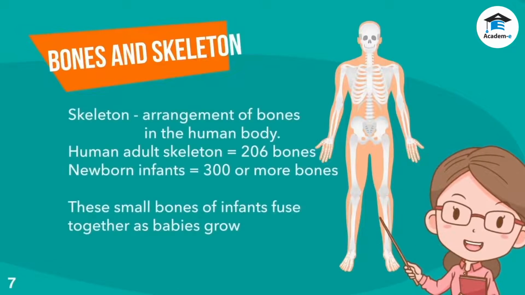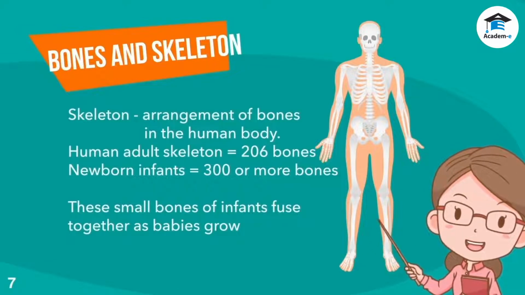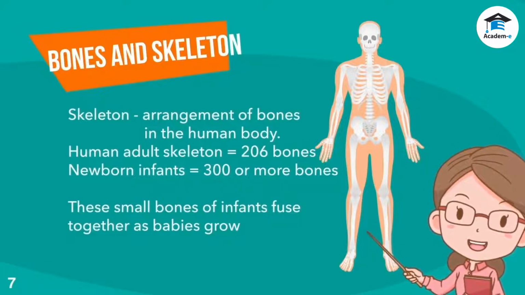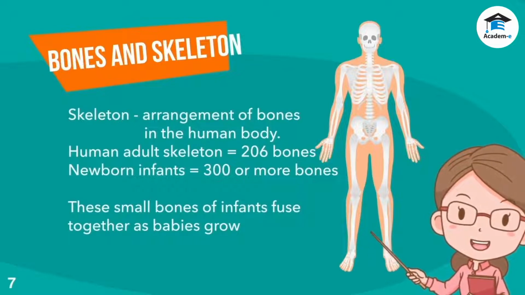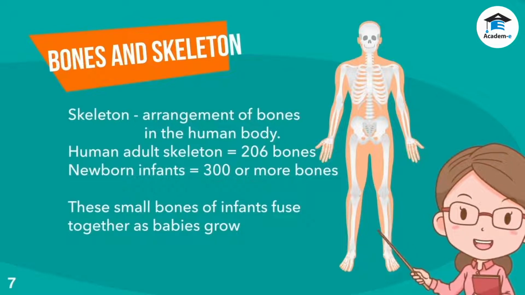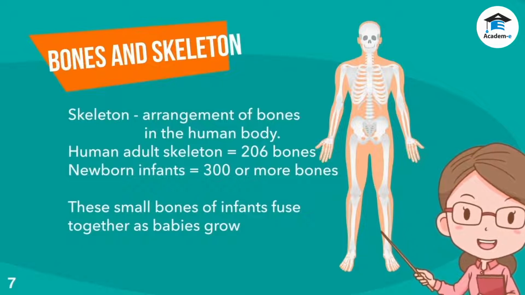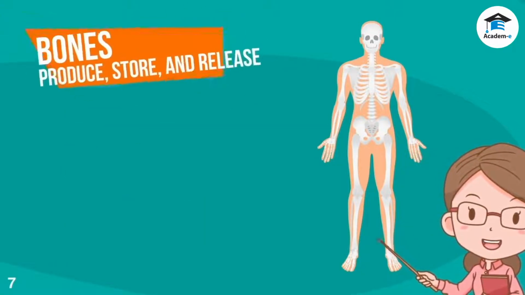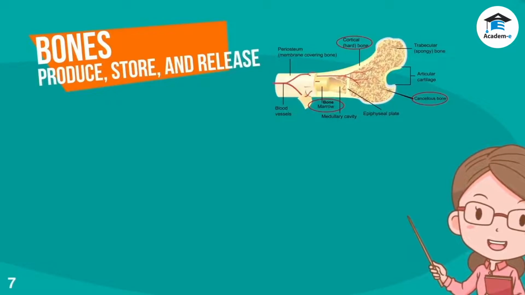Bones and skeleton. The arrangement of bones in the human body is called the skeleton. A human adult skeleton has 206 bones, while newborn infants have 300 or more bones. These small bones fuse together as babies grow. Bones produce, store, and release.